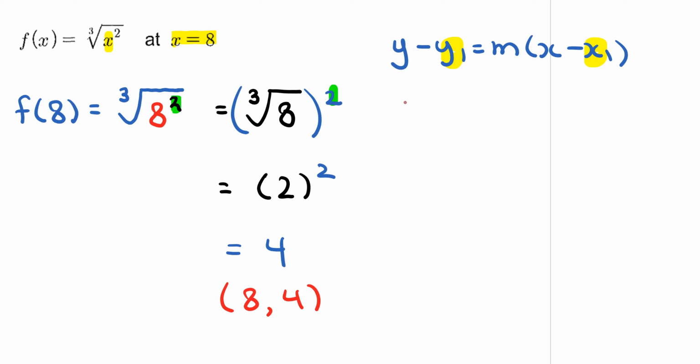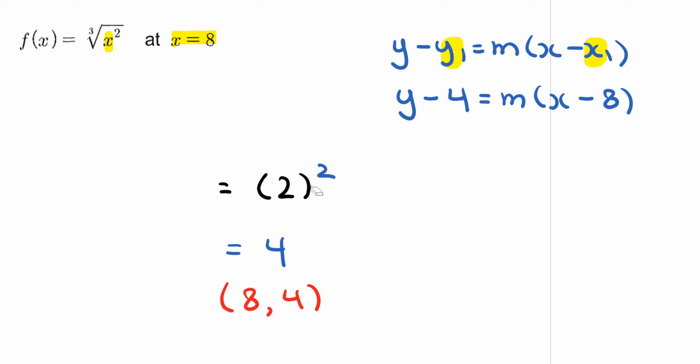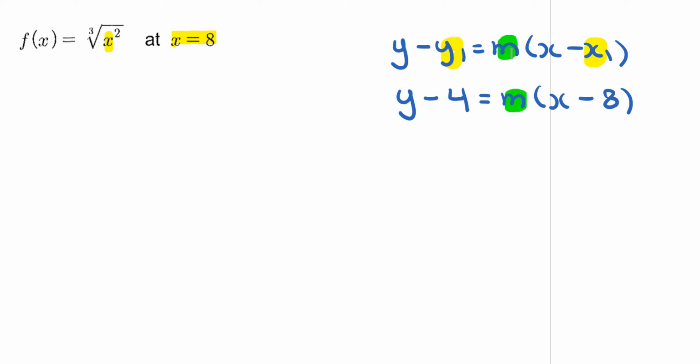Okay, so if I go back and update our formula, I have y minus 4 equals m bracket x minus 8. Okay, good. So a little bit of a slight challenge there in terms of getting the y value. And then from here on, let's see what else we can do. We need to find the derivative value, right? We need to find m.